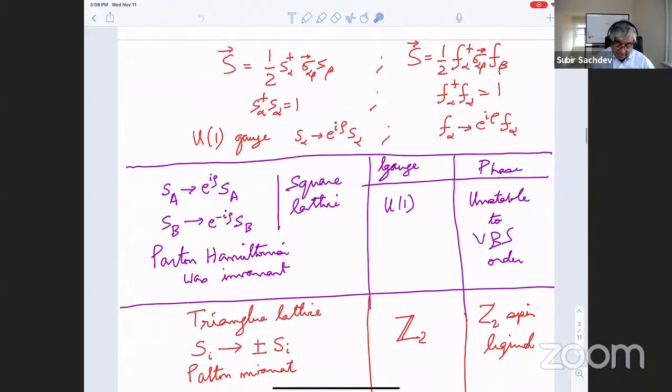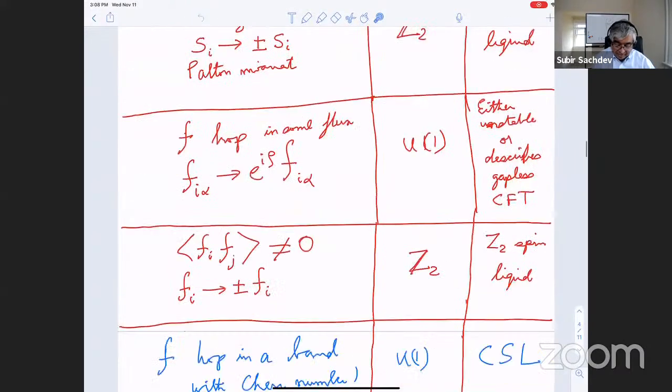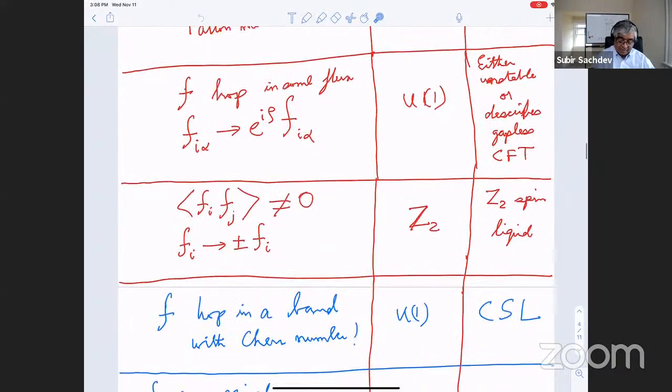So for the chiral spin liquid, in fact, it was originally written down as a theory of bosons by Laughlin and Kalmeyer, of bosonic partons. But actually, no, they did it another very clever way.